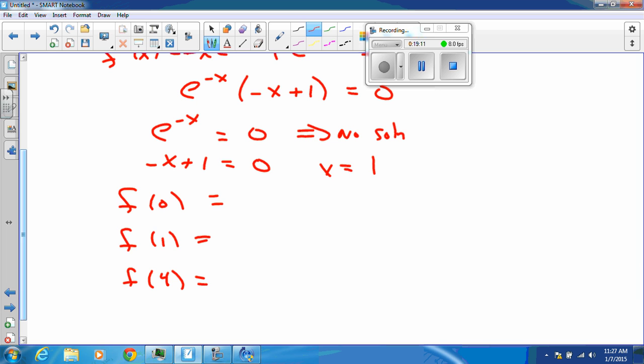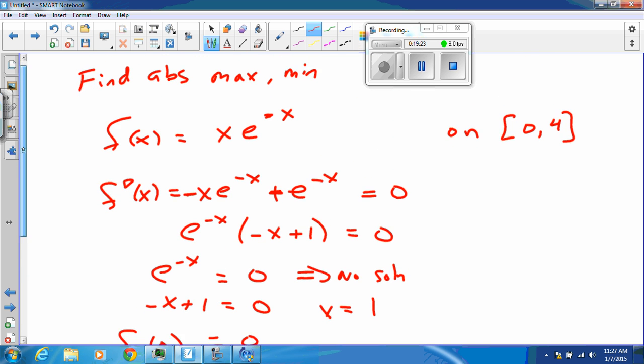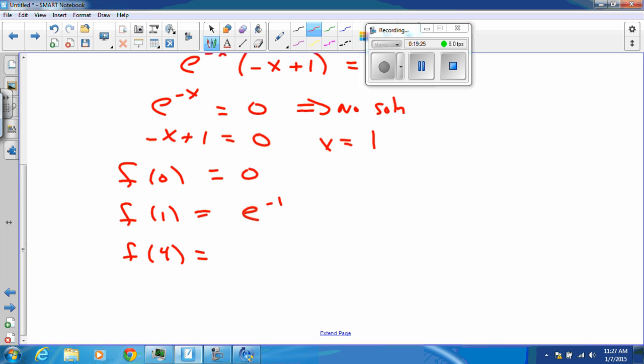What is f of 0 equal to? 0. What is f of 1 equal to? Are you sure? Isn't it e to the negative 1? Yeah. Yep. And what is f of 4 equal to? 4 e to the negative 4. That's exactly right. Which one's largest? Which one's smallest? F of 4 is largest? Oh no, when you put it to negative 4, I put the one largest. Smallest, 0.